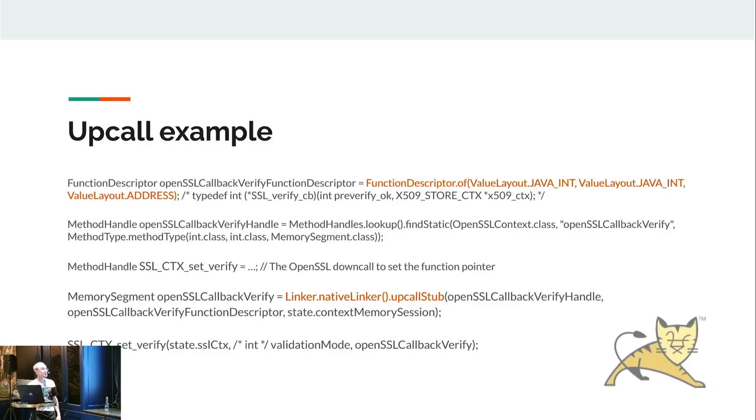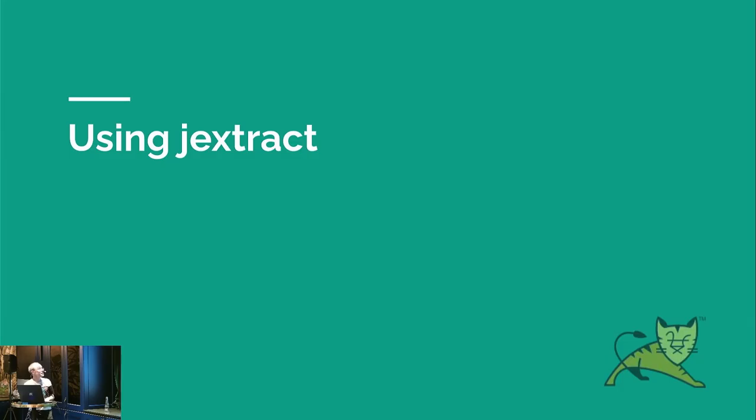And obviously, for the up calls, it's even worse. So yeah, I think that poses some maintenance problem. And basically, it's as if you were coding your whole application using reflection. So this is nice, but you don't want to do that. Also, it's not very, very safe. So instead, you're supposed to use jextract in most cases.